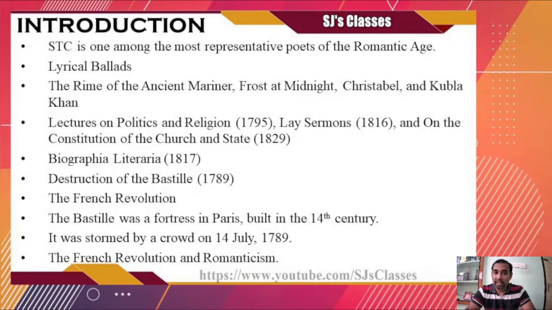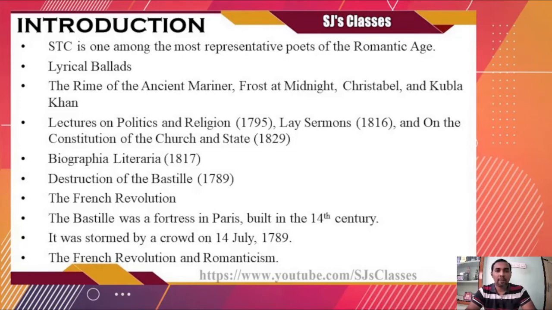The Romantic poets were inspired by the ideals of equality, fraternity, and liberty. I'm sure you have heard these three words, and they served as something like a motto of the French Revolution. So they were inspired by these ideals of equality, liberty, and fraternity. They revolted against the tyranny of set formulas, rules, and conventions.